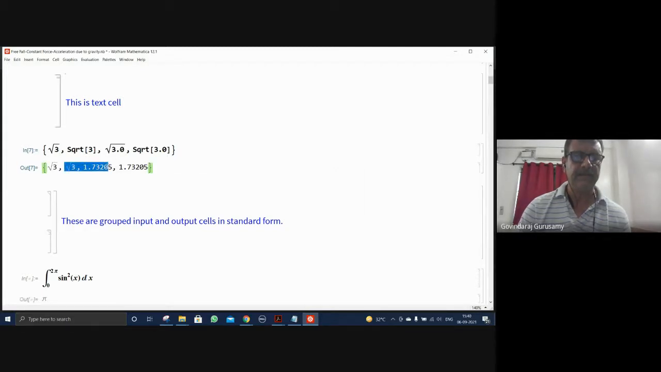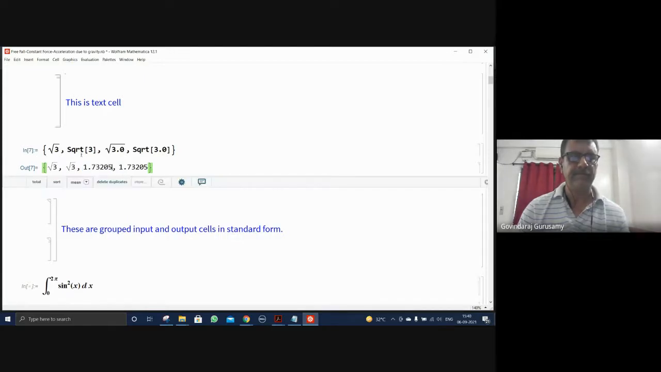Okay, if I don't put it, I am limited to about 5-6 decimals that will be given. If I want a further magnitude, you can put the numerical value and get the number of decimals that you want.